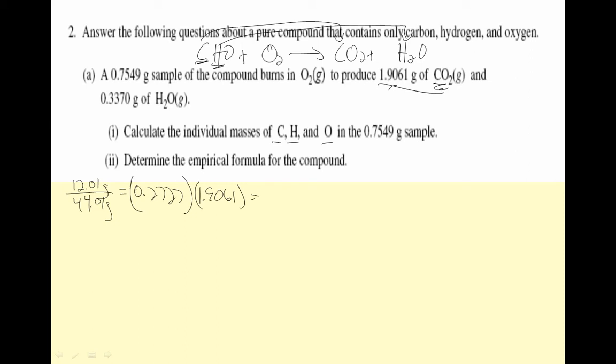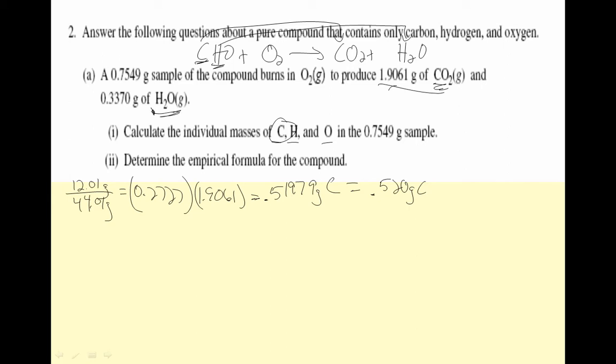Now, I sadly only have a little bitty calculator. Let's hope this does it. 0.2727 times 1.9061 equals 0.51979 grams of carbon. Now it says calculate the individual masses. I should have rounded that a little better. 0.520 grams of carbon, 3 sig figs. Woohoo. Same thing for H and water.